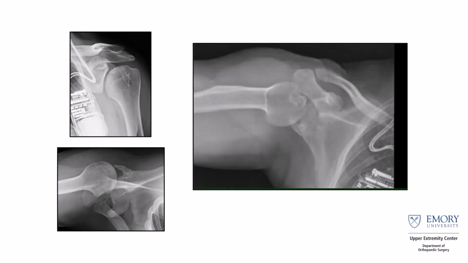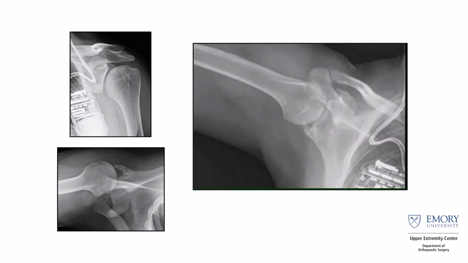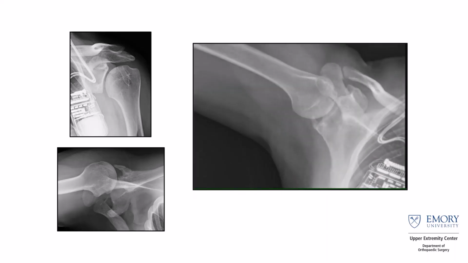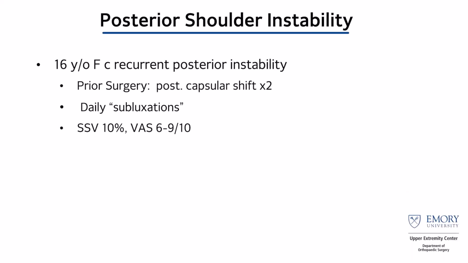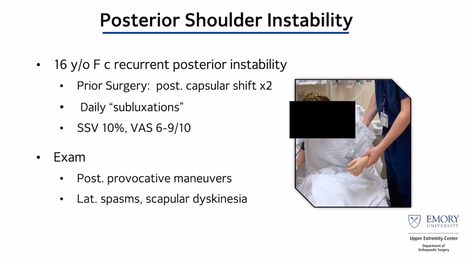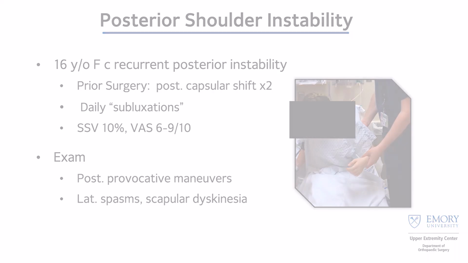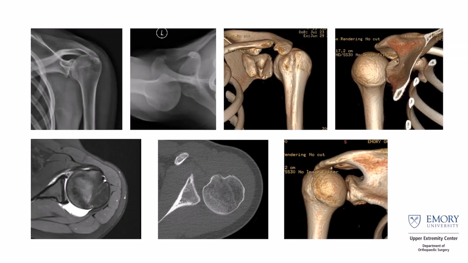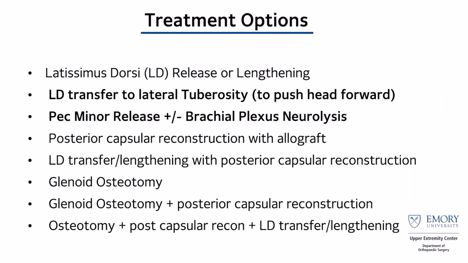You can also see this on the Gracie, how he subluxes posteriorly and kind of gets caught when he does internal and external rotation. Here's another example of a patient who had recurrent posterior shoulder instability, daily subluxations, very limited, had multiple prior surgeries. She did have some latissimus spasms and scapular dyskinesia. You can see she's subluxed posteriorly. She has glenoid retroversion. In essence, a pretty complex patient who was sent to me for a posterior wedge osteotomy in a 16-year-old, mind you.